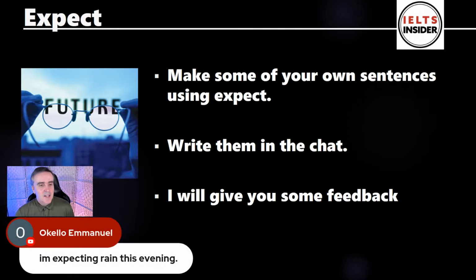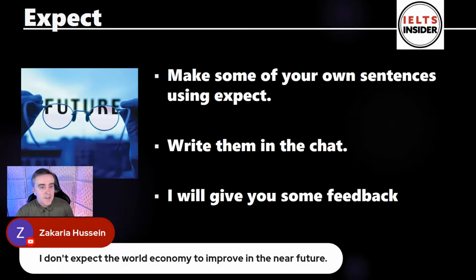Great. I'm expecting rain this evening. Very good sentence, Emmanuel. So maybe the weather forecast has told you that it's going to rain. Good. I don't expect the world economy to improve in the near future. Perfect sentence, Zakaria, and very good use of the negative. So this is not likely to happen.